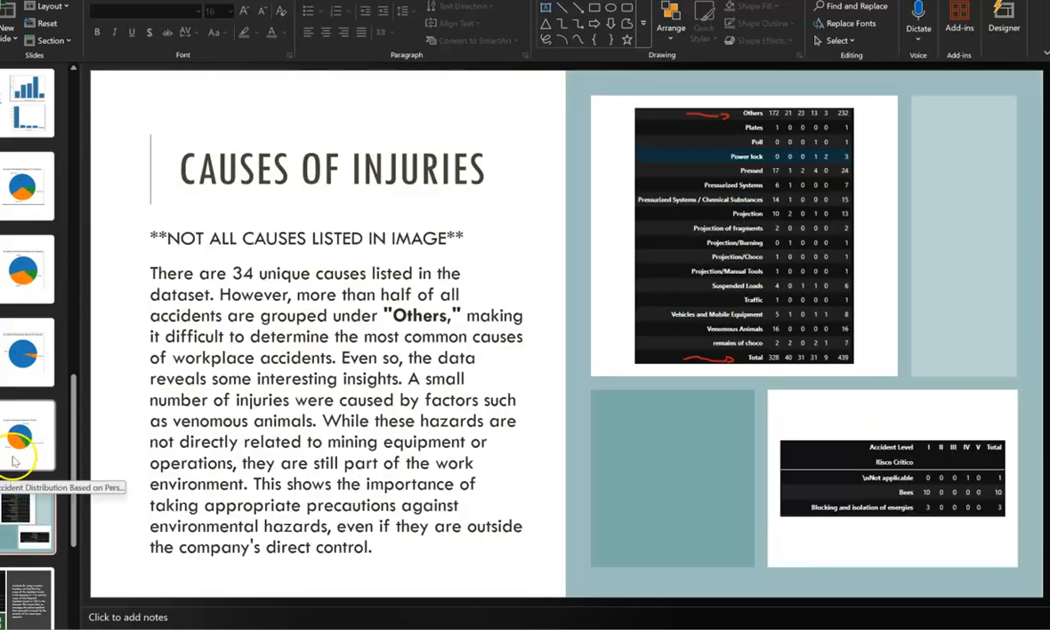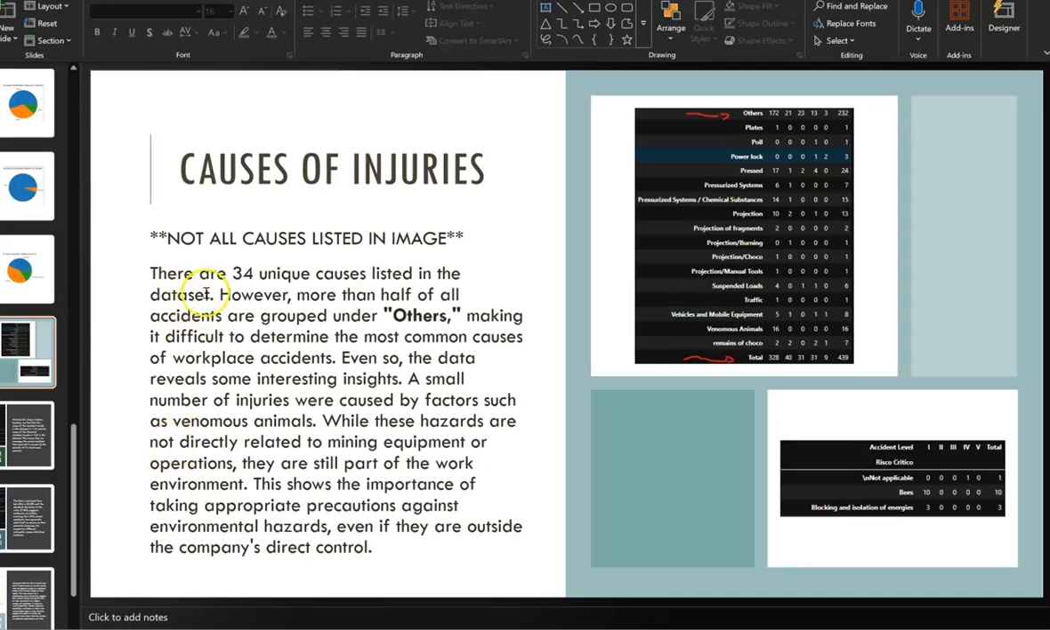Cause of injuries. There are 34 unique causes. However, more than half of them are grouped under others. So it really makes it difficult to determine which ones are the most common. Even so, the data reveals some insights, right?